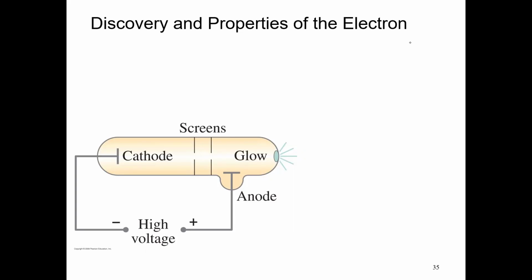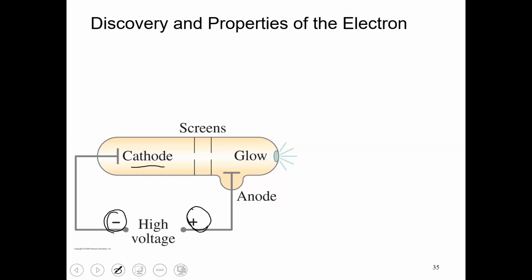The electron was actually discovered by a man named J.J. Thomson. He was working, I believe, at Cavendish Labs in England. Really interesting guy. The discovery of the electron started with this apparatus that you see here at the bottom of your screen. The cathode is attached to the negative part of our high voltage source, and the anode is connected to the positive side of that voltage source, our battery or power supply.